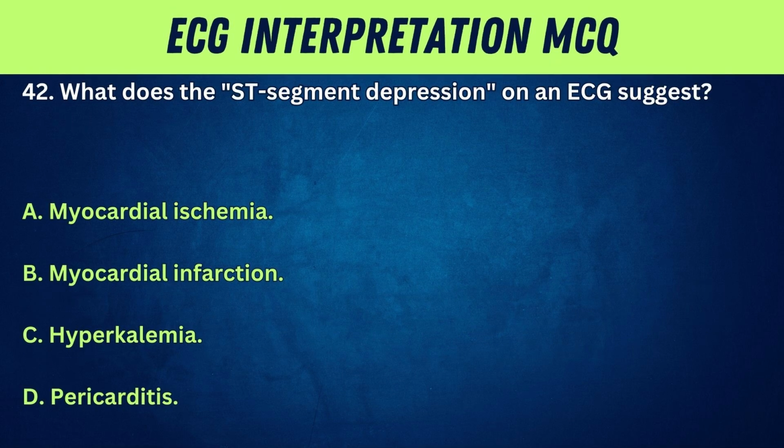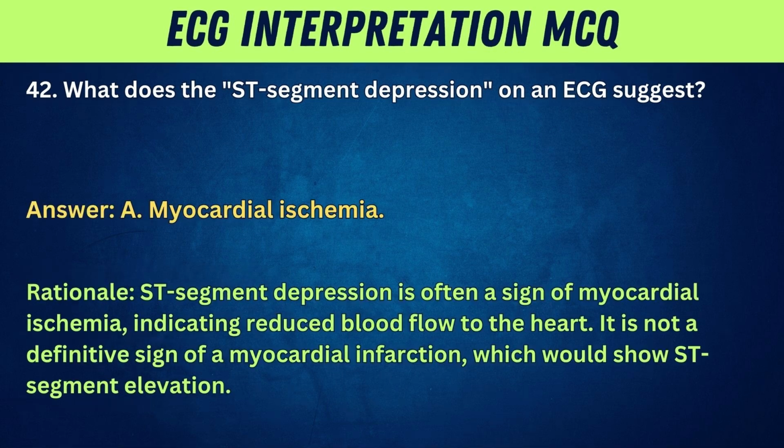42. What does the ST segment depression on an ECG suggest? A. Myocardial ischemia. B. Myocardial infarction. C. Hyperkalemia. D. Pericarditis. Answer: A. Myocardial ischemia. Rationale: ST segment depression is often a sign of myocardial ischemia, indicating reduced blood flow to the heart. It is not a definitive sign of a myocardial infarction, which would show ST segment elevation.